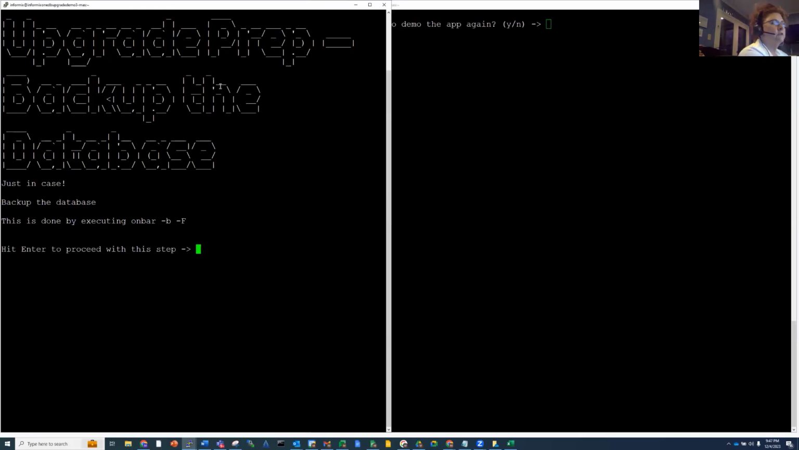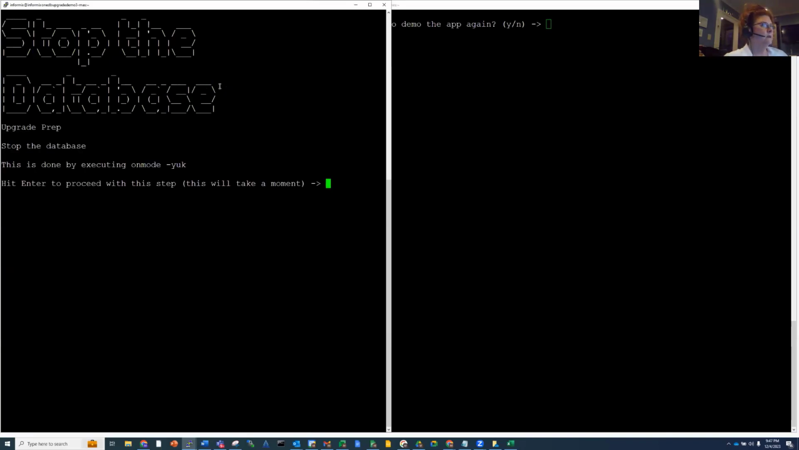So of course, before you do any kind of upgrade, we want to back up the database. We're going to do this with an onbar, just in case something happens. Okay, we backed our database up. Now I'm going to stop the database, and you can see here I'm using very familiar Informix commands. Here I'm using an onmode command to stop the database. So it'll take a couple of moments.